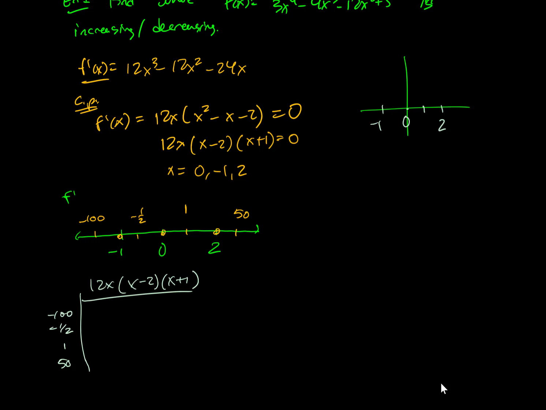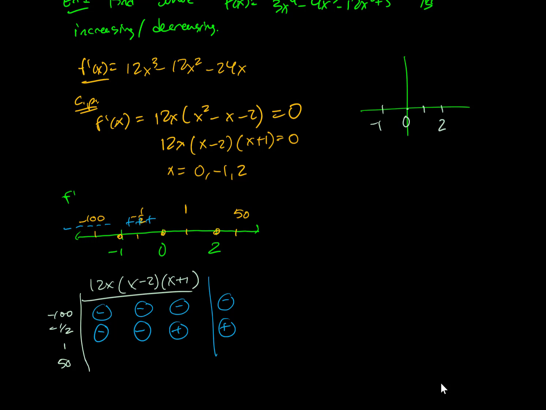So for example, when I plug in negative 100, that times 12 is negative. That minus 2 is negative, and that plus 1 is negative. When I have three negatives multiplied together, I end up with negative. That tells me that every value less than negative 1 will make my derivative negative. I don't care what the actual number is at negative 100. I just need positive or negative. I do the same thing with negative 1/2. Negative 1/2 times 12 is negative. Minus 2 is negative, but negative 1/2 plus 1 is actually positive. So when I multiply these together, two negatives cancel out, and I end up with a positive. So I got positive between negative 1 and 0.